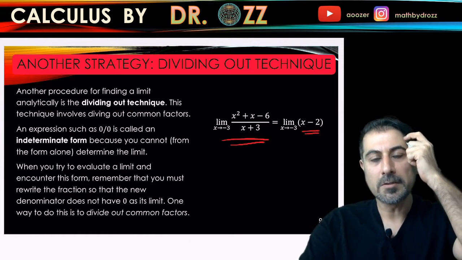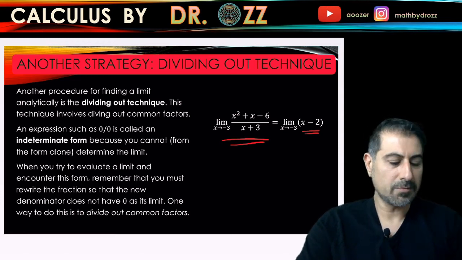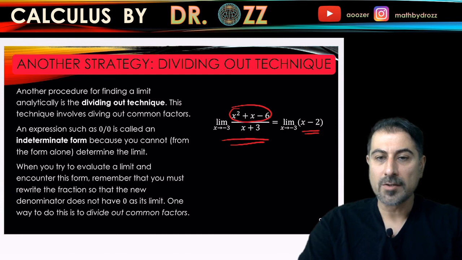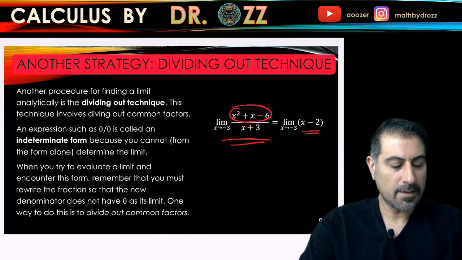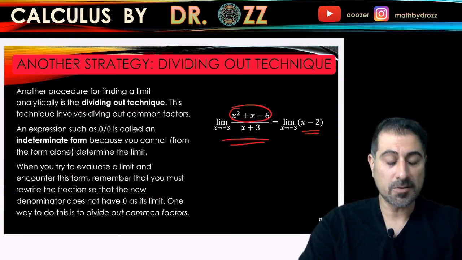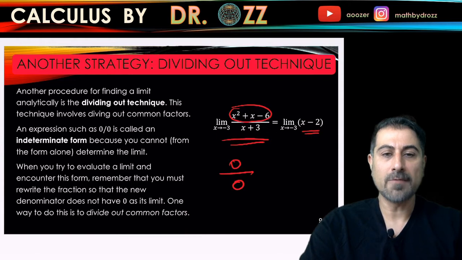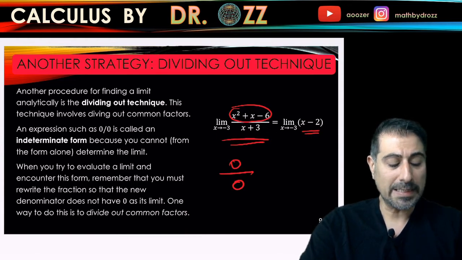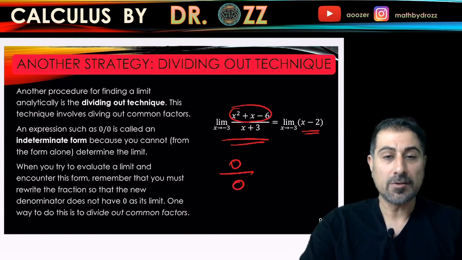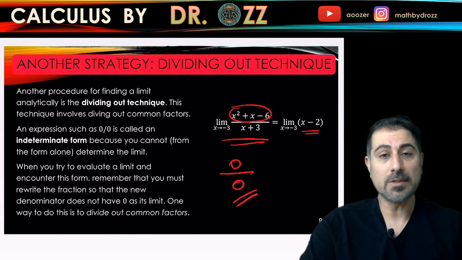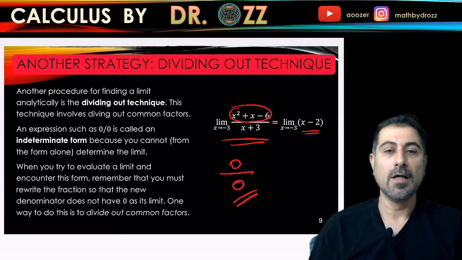So this requires skills from algebra, obviously. You have to know how to simplify polynomials and how to factor them out. If you are good at that, this should be a good strategy for you. Generally this technique is applied whenever you have 0 over 0 type forms as you plug the limit value into the rational function. If this is happening, then the dividing out technique could be one of the ways to follow.